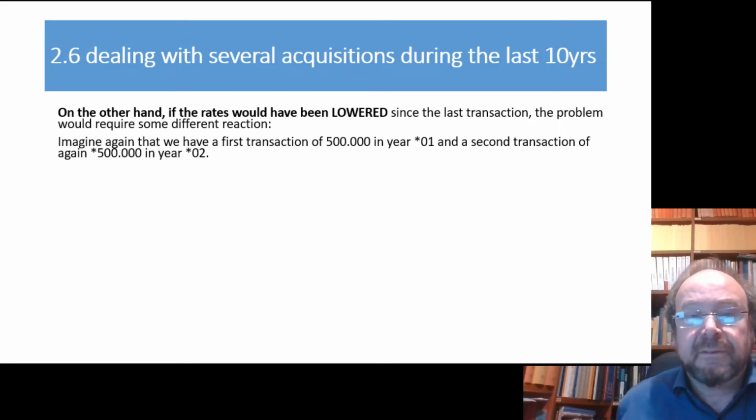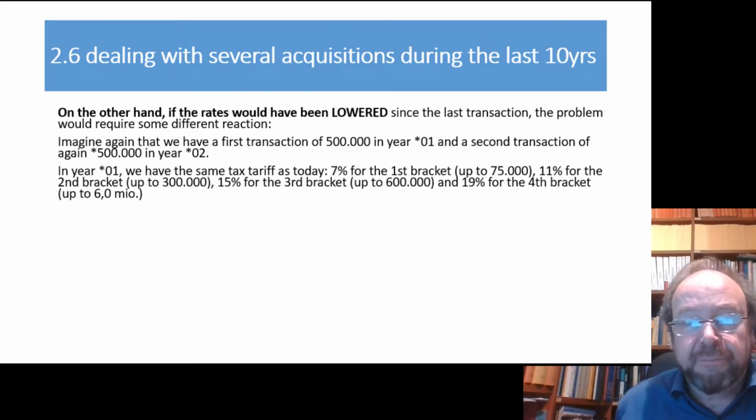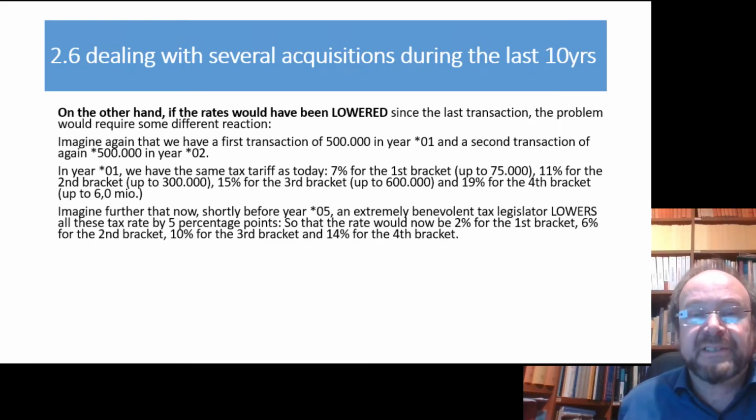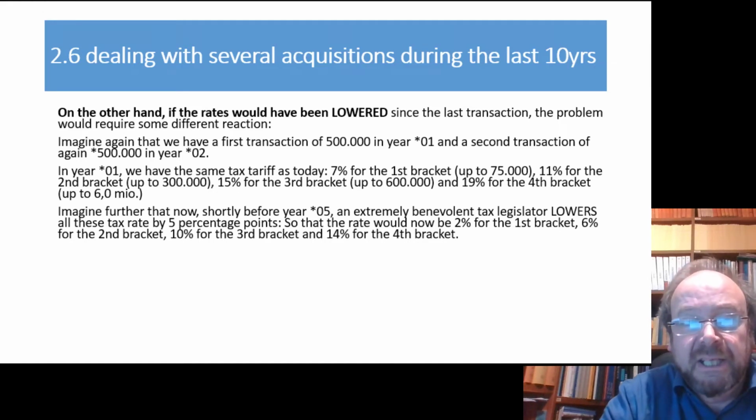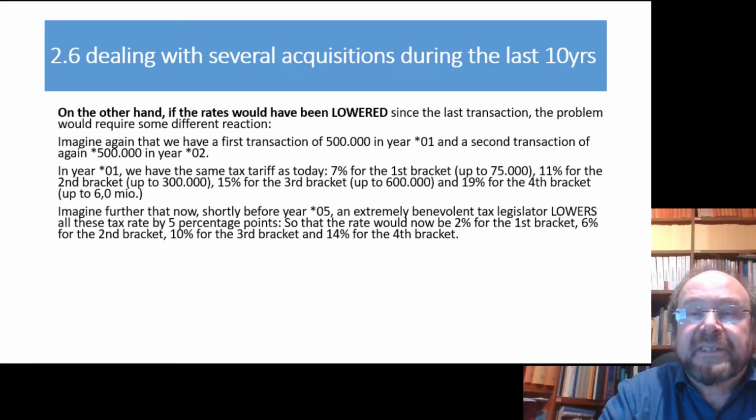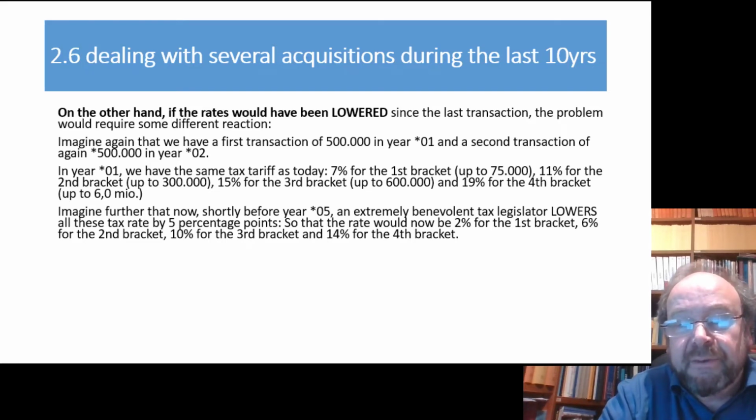In that case, if we had known the full future, then 19% would have been correct as the progressive rate for the first tranche. And in the second year, let's imagine, or in year 5 or so, that the legislator, in a fit of benevolence, lowers the tax rate by 5 percentage points. So the first bracket goes down from 7% to 2%, the second one from 11 to 6%, and so on, and 14% for the fourth bracket.